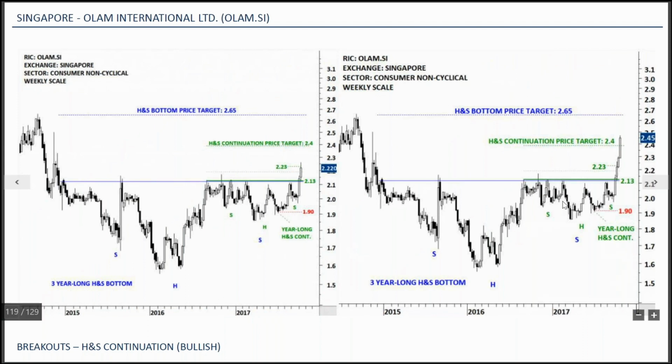Here we have a Singapore company, Olam International, a massive 3-year long head and shoulder bottom, and the right shoulder of that head and shoulder bottom is forming as a year-long head and shoulder continuation. The breakout takes place, obviously, because it has been a very long horizontal resistance. The breakout is taking place with strong momentum. Clearly this shows that the balance between the buyers and sellers has changed, and price immediately reaches the chart pattern price target.